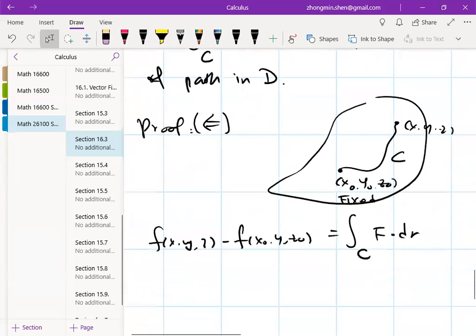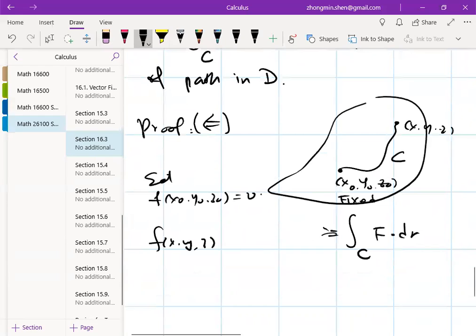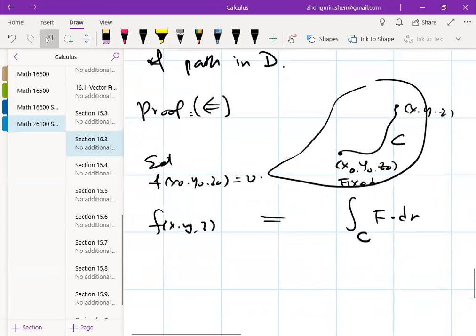You can set the value of the function at the fixed point to be 0. Then the function at an arbitrary point is given by that. So you find the function, and this function definitely is such that F is going to be the gradient of this function.